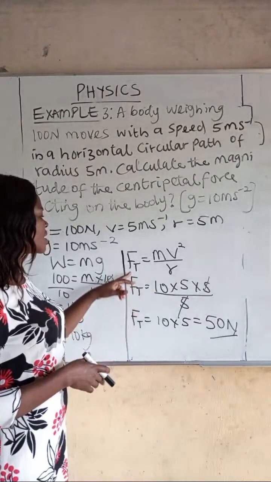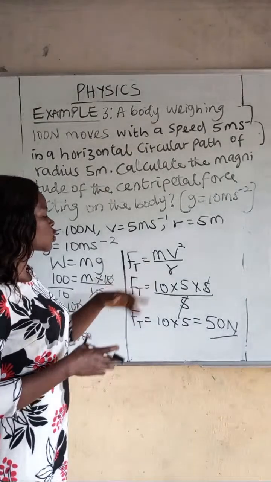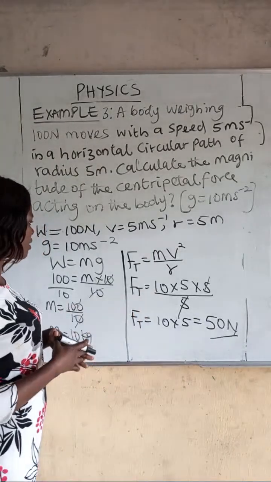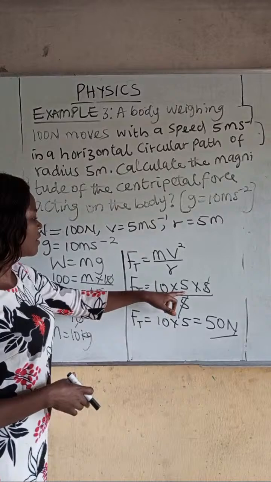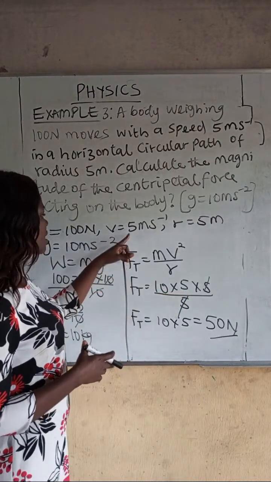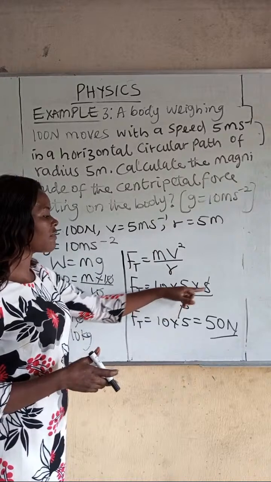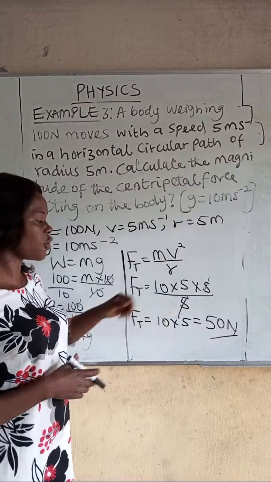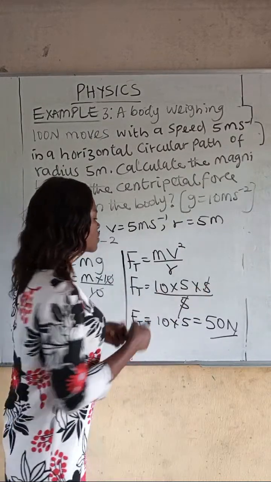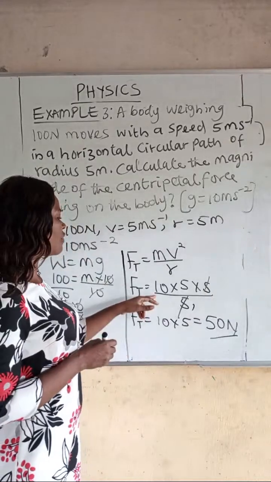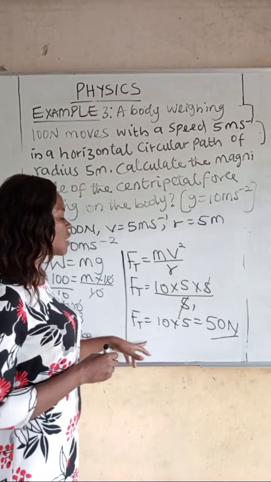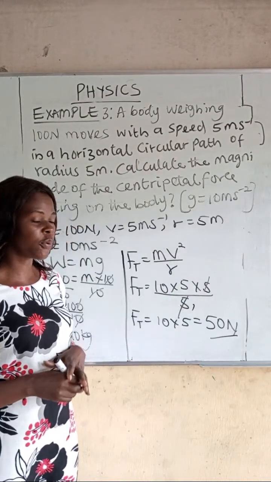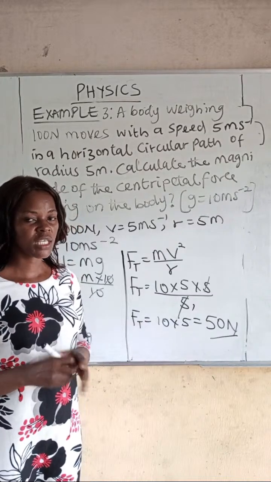My centripetal force Fc is equal to mv squared over r. Okay. What is my mass? My mass is 10 multiplied by my velocity, which is 5 because it is squared. I will say 5 times 5. I divide by the radius, which is equally given as 5. Okay. So if 5 cancels itself, it's going to give us 1. So we are left with 10 times 5. By the time you multiply 10 by 5, you're going to get the centripetal force to be 50 Newton. Is it clear?